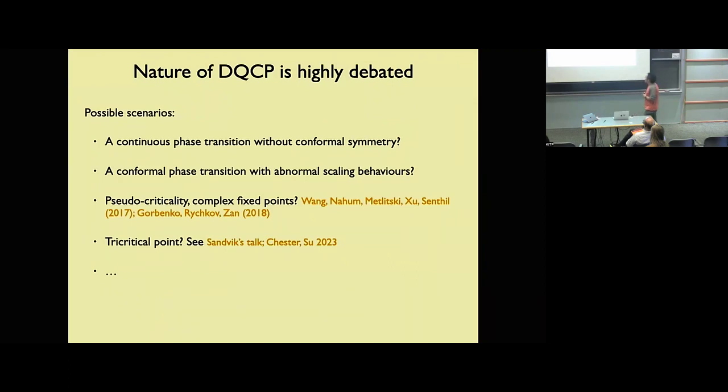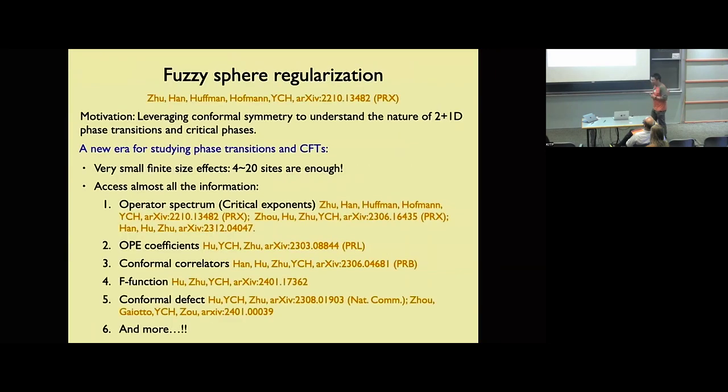Okay, so now what I'm going to do is apply our recently proposed fuzzy sphere regularization to study this deconfined phase transition.